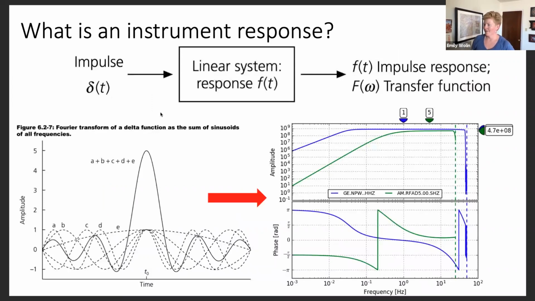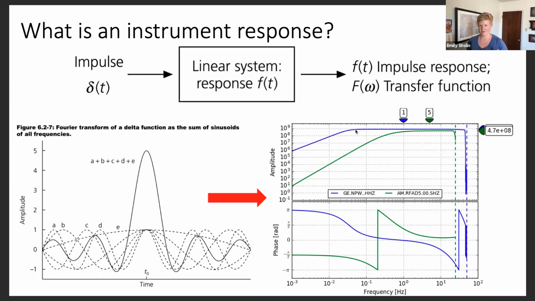All right. So another way to think about this: an instrument response is what you get if you put an impulse into your linear system. If you put an impulse into this system, you get out what's known as an impulse response if you're working in the time domain, or a transfer function if you're working in the frequency domain. I am often pretty loose about using one of those two, right? So you put this in, and this is what you get out.